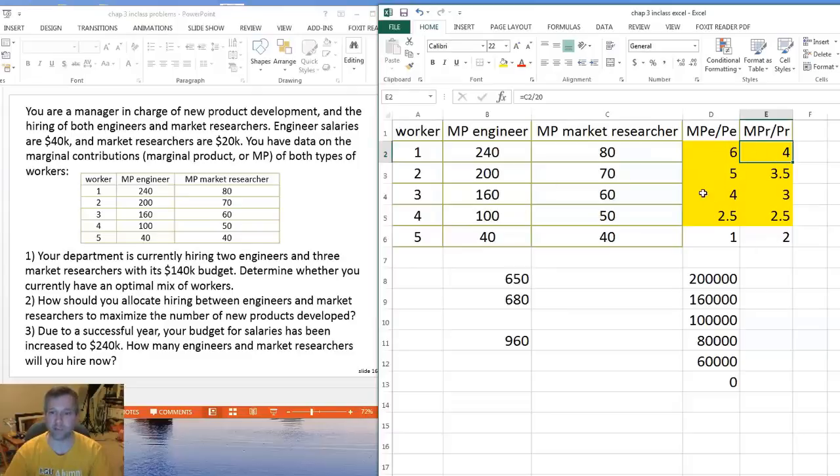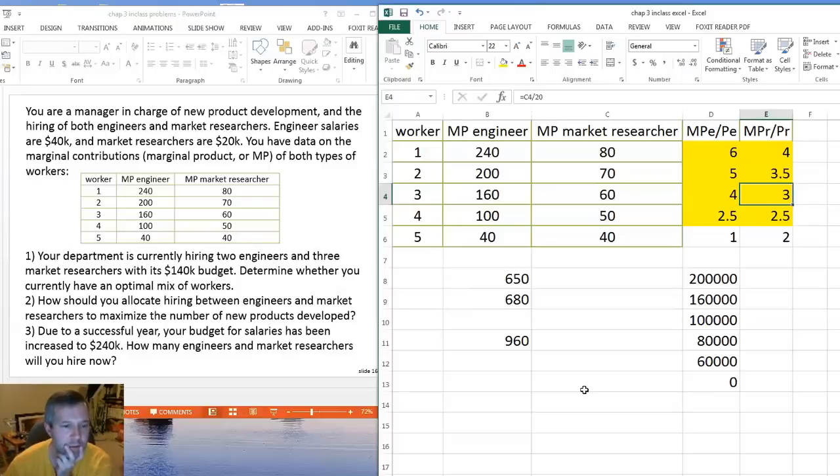So I can make an entire table like that. Looking at 2 engineers and 3 market researchers, I can look in this column and say, when I had 2 engineers, the marginal product per dollar is 5. The marginal product per dollar of the researchers is only 3. In the optimum, those 2 things are equal to each other. The ratios, like Emily said, are equal to each other, and they're not here at number 1. So we know we do not have an optimal mix.